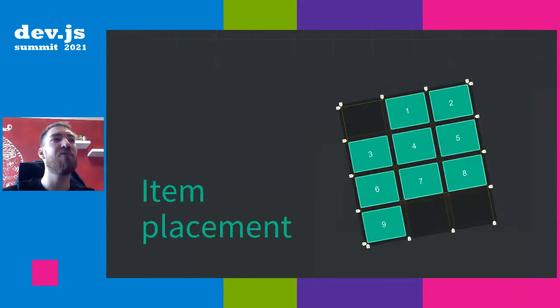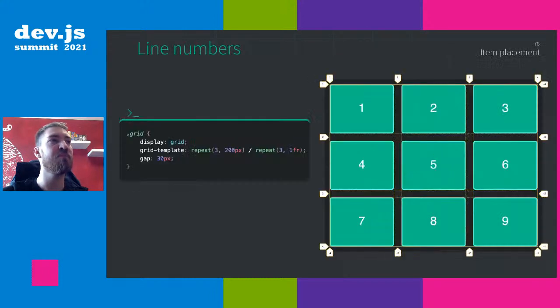And up until now, we talked a lot about what to do with the grid itself, how to define it, what we can do with the container. And now we can talk about what we can do with the item placement and the items themselves.